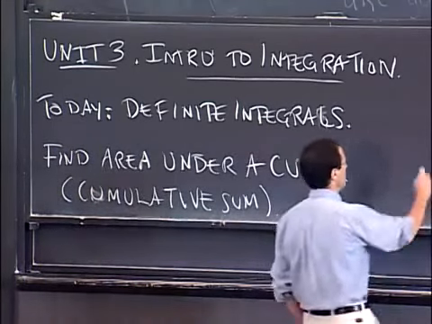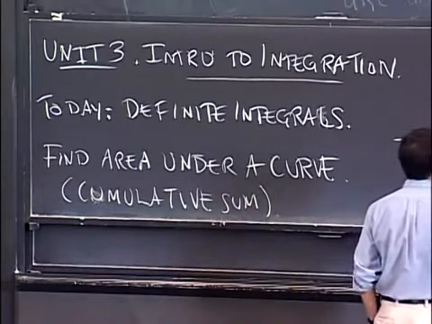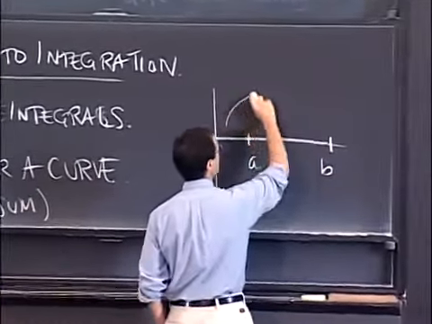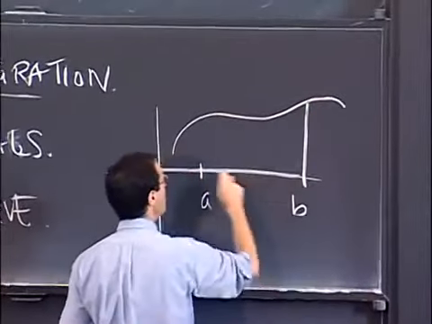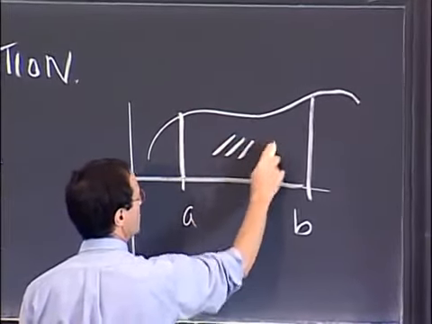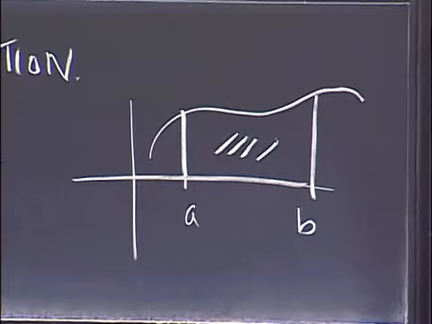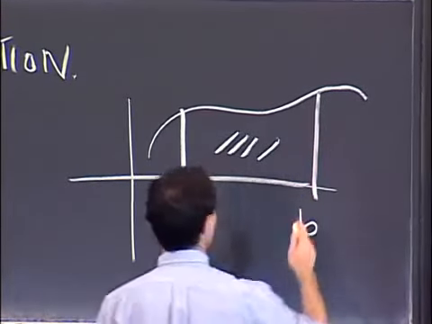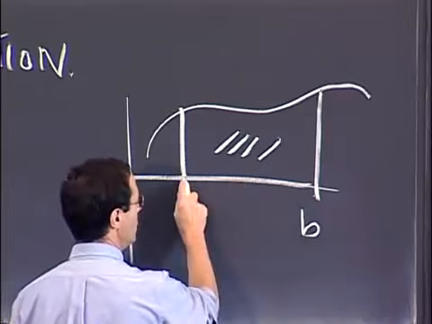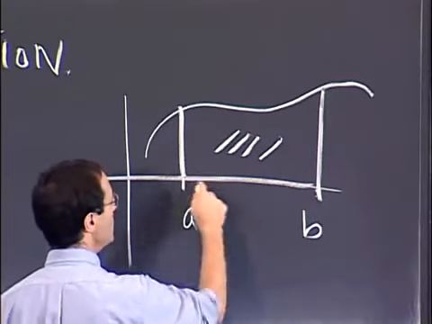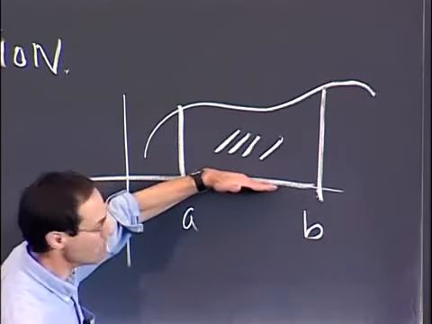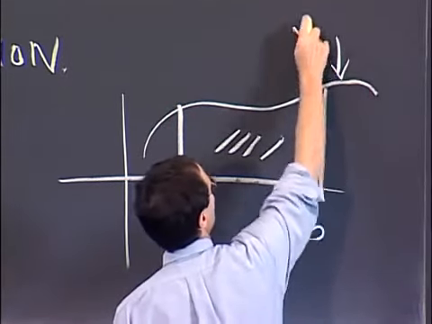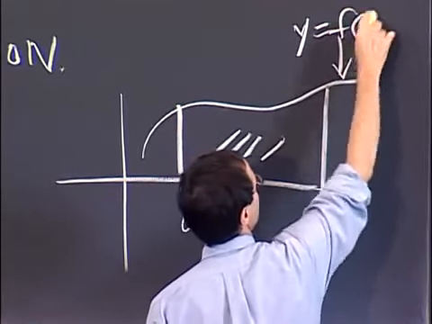Now, so let's draw a picture here. I'll start at a place A and end at a place B, and I have some curve here. And what I have in mind is to find this area here. And of course, in order to do that, I need more information than just where we start and where we end. I also need the bottom and the top. By convention, the bottom is the x-axis, and the top is the curve that we've specified, which is y equals f of x.